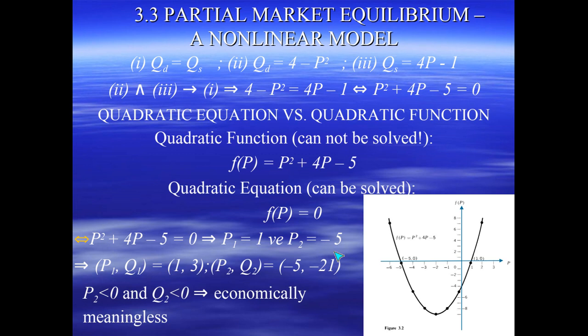We don't accept negative prices or negative quantities. Here both are negative. Even if one were negative, we would have discarded it again. So P2 is less than 0 and Q2 is less than 0. They are negative, so they are economically meaningless. We find the solutions, we find also the negative solutions, but then we say that they are economically meaningless. This is important. You see?